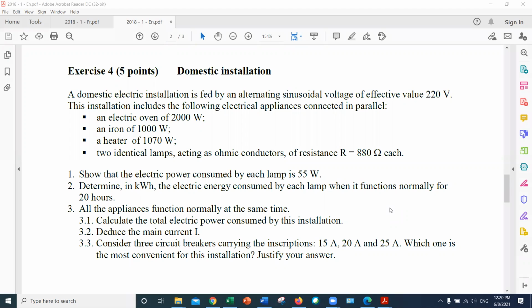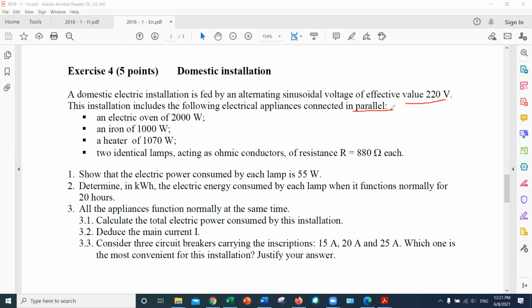Okay, exercise 4 is about electricity, domestic installation. A domestic electric installation is fed by an alternating sinusoidal voltage of effective value U effective is 220 volts. This installation includes the following electrical appliances connected in parallel.